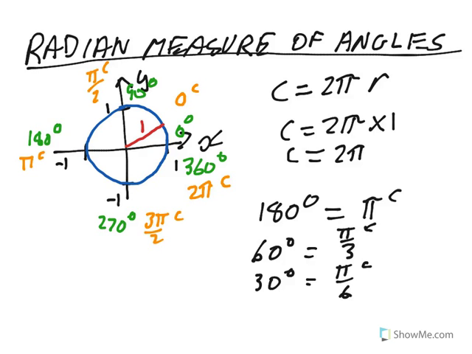Alright, so when you're doing your polar equations, you can use either degrees or you can use radians, whatever the question specifies. Okay, so that's it. That's the radian measure of angles. You get to use that more and more as time goes on.